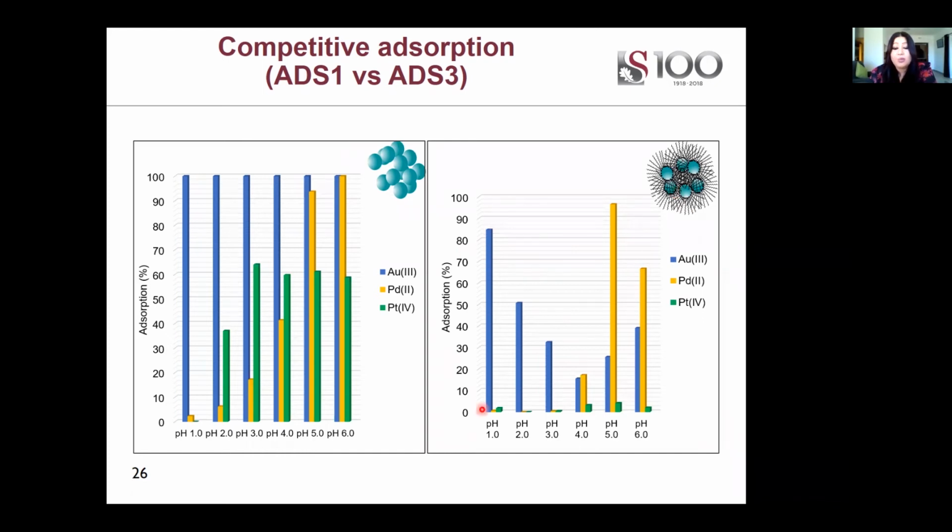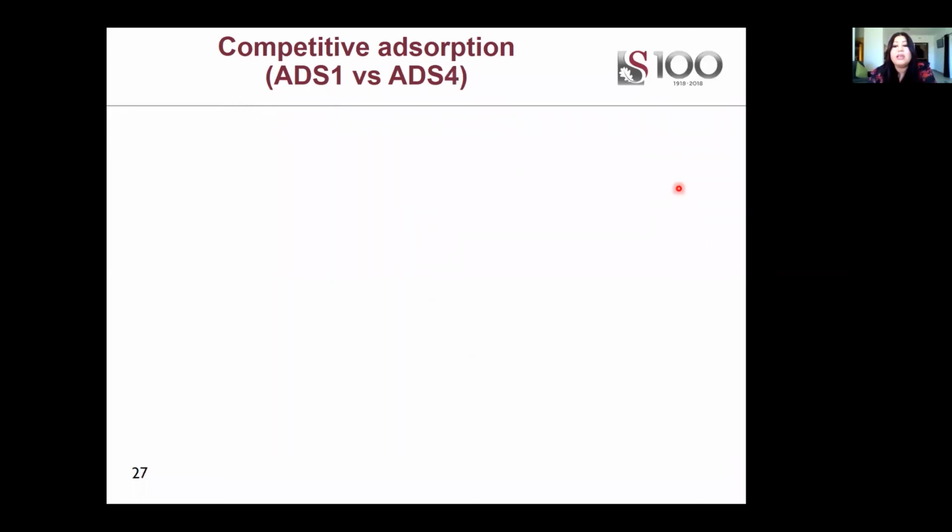I think at pH 1, it shows it extracted a lot of gold. But at pH 1, remember, this still decomposes. So probably the surface that's open now extracted the gold. But as you increase the pH, and this is more stable, you can see a very clear decrease in adsorption. And again, the palladium, this now we can clearly say is due to precipitation. So this was not a good extractant at all.